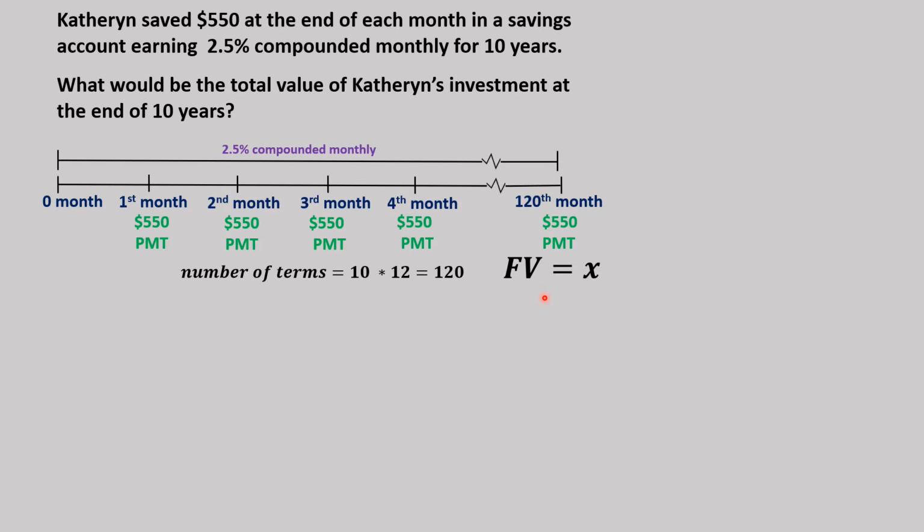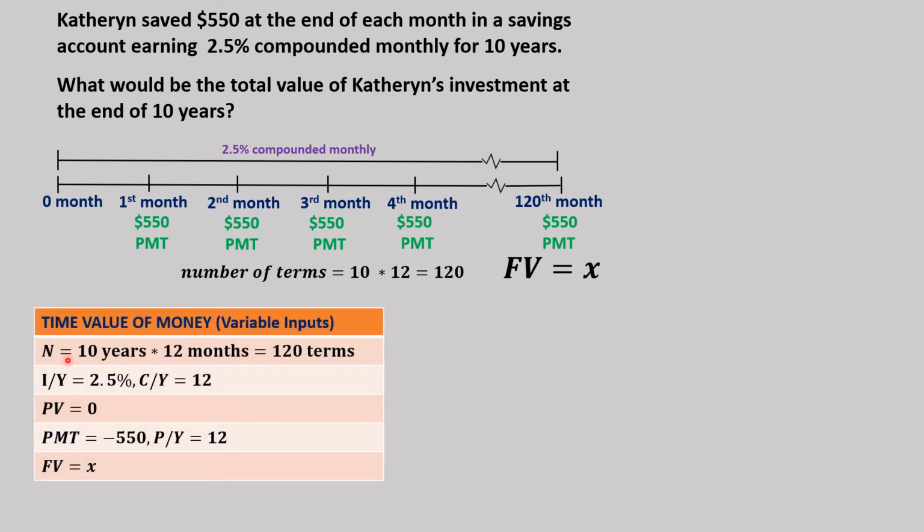So we can use the time value of money variables, and we can simply plug it into our calculator. The time value of money variables are laid out here again. Your n is 10 years times 12 months, which is equal to 120 terms. Your interest rate is 2.5%. Your compounding frequency, so compounding per year, is 12 because the interest is compounded monthly at 2.5%. We don't have any PV. Our payment is $550 at the end of each month, so it's 12 times a year.